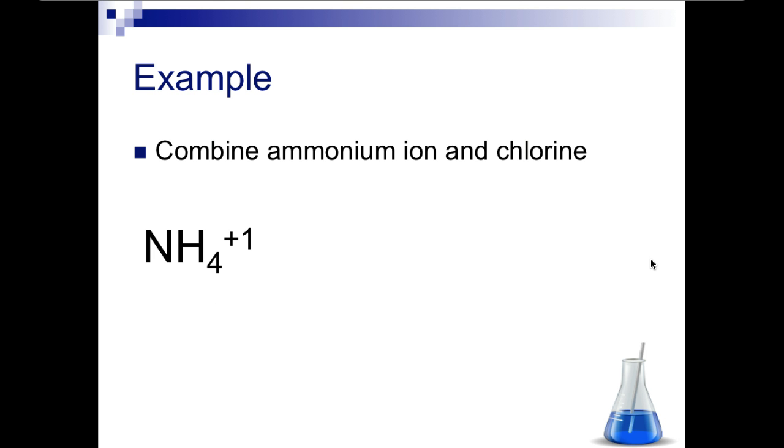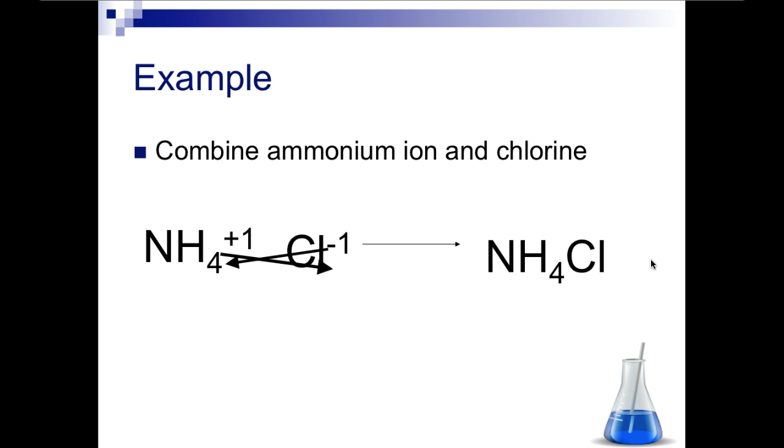Where did I get this? It's in your reference packet. Remember that table we referred to when we talked about polyatomic ions? You're going to need this for this section. And then chlorine is minus 1. So again, we are going to crisscross our charges only, and then we are going to write our formula. So NH4Cl. Since you only need one NH4 and one Cl, nothing has to be written in parentheses.